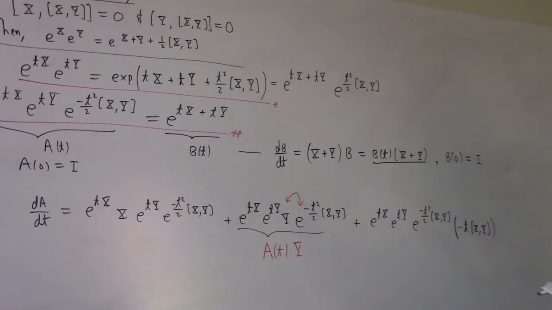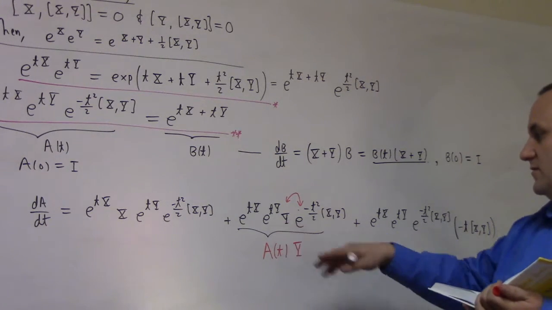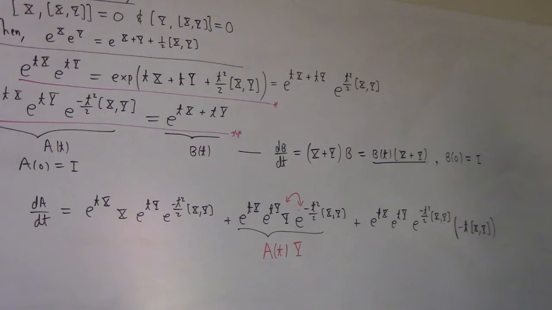You're allowed to flip those? Well, we're assuming that this and that commute, because the exponential is just a power series. So then can we say it's equal to A(t) times (x plus y) plus A(t) times the commutator?